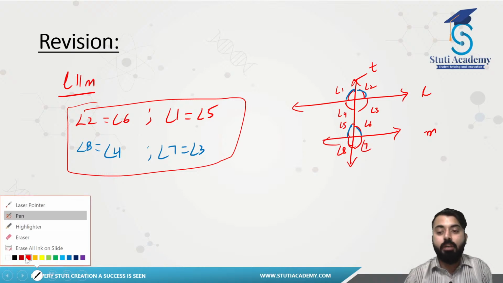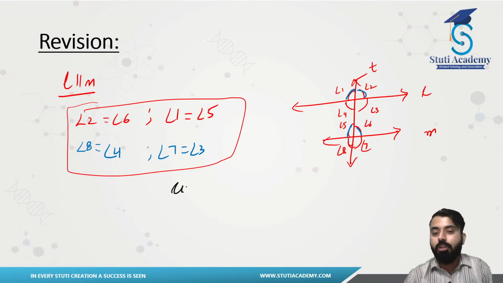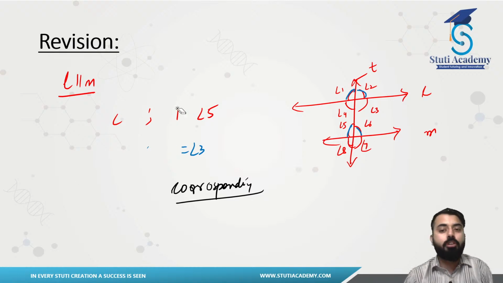And how will they be equal? According to your corresponding angles axiom, right? So you had your corresponding angles axiom. These are your pairs of corresponding angles. Then we moved forward.